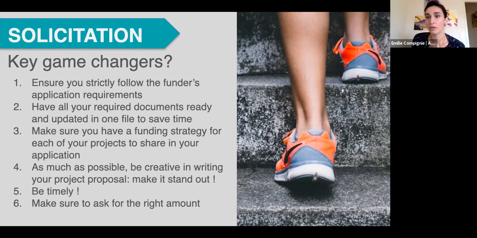Be timely, of course, especially if there are deadlines to apply, and make sure to ask for the right amount. This is information that we don't have all of the time, but it's something that you can find. And even sometimes if you manage to talk to the donor, you can ask what the expectations are in terms of amount requested and so on, so that you're sure that you're not asking either too much or not enough.